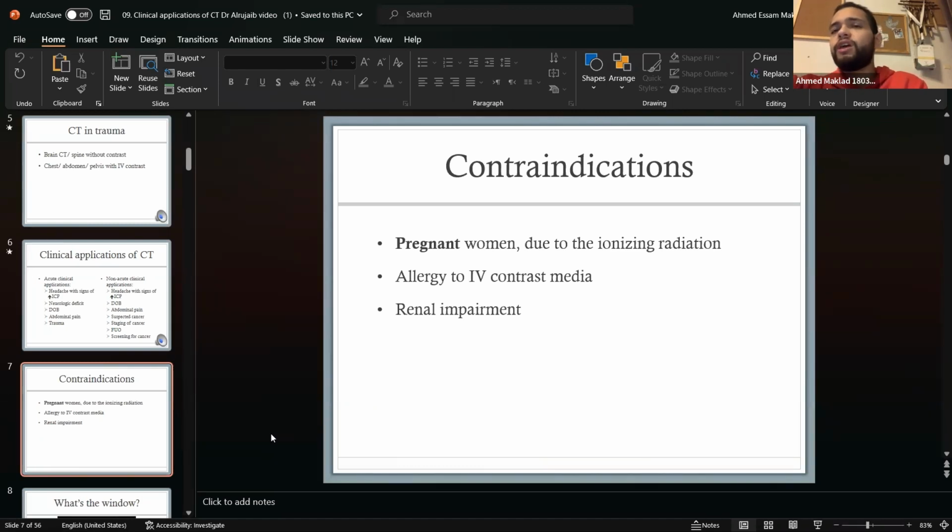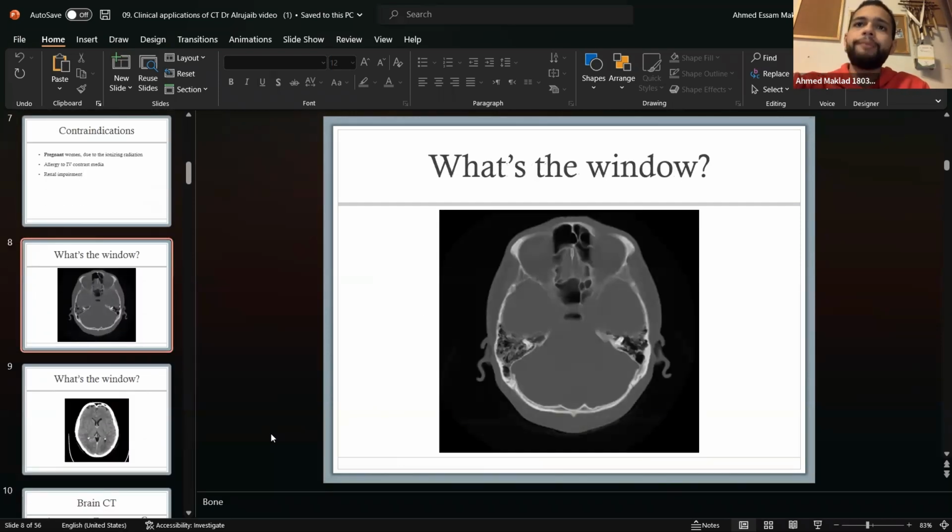Renal impairment, again, because of the IV contrast. If you guys remember from last lecture, one of the problems with IV contrast is that it's excreted by the kidneys, right? So if the patient has renal impairment, you might not want to give the patient IV contrast. All right, window. What window is this, guys?